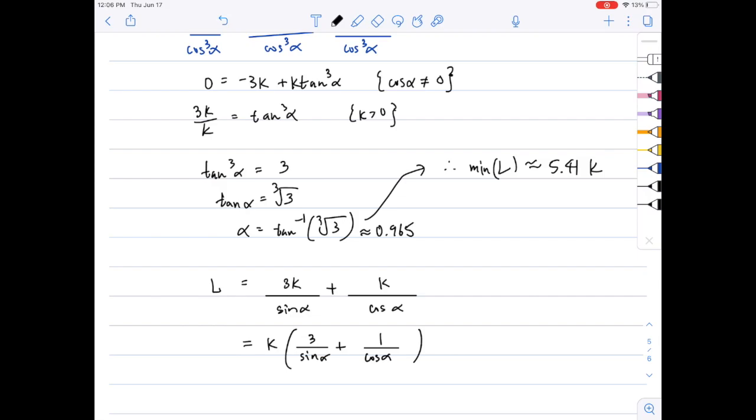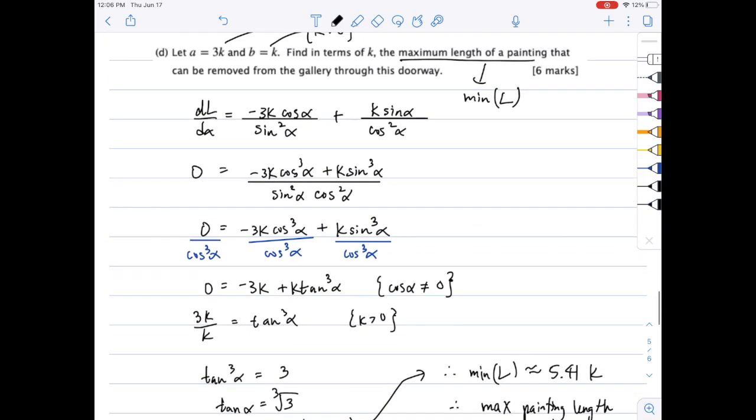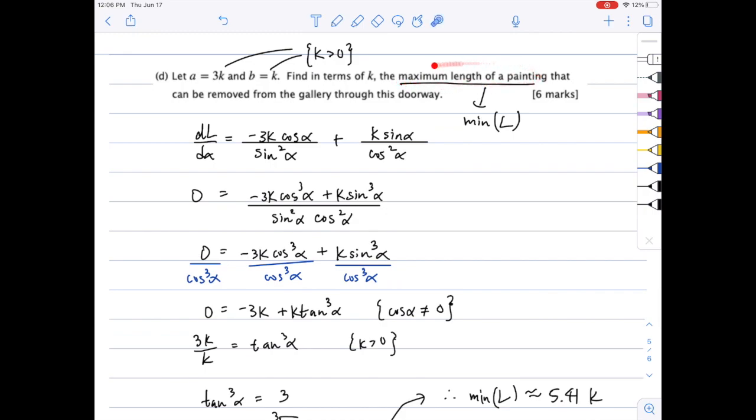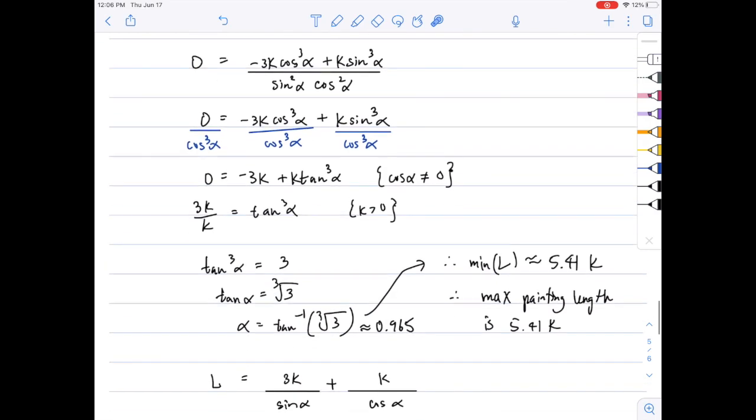And therefore, the max painting length is 5.41k in terms of k. Okay, because the question says find the max painting length, and it says to find it in terms of k. So that's our final answer.